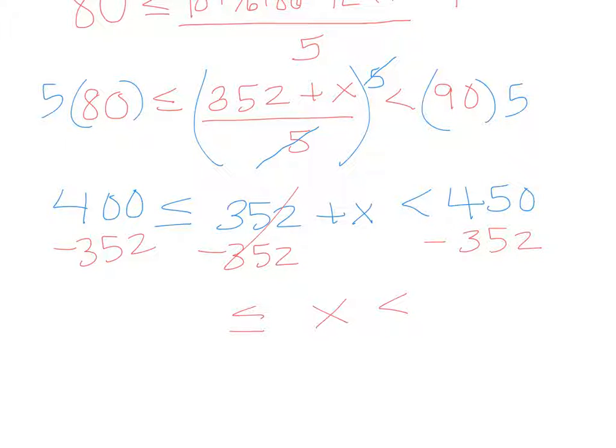So what this means is for Devin to get a B in the class, he has to score a 48 or higher and less than a 98. So if he scores below a 48, his grade's going to slip to a C. If he scores a 98 or higher, his grade's going to go up to an A.